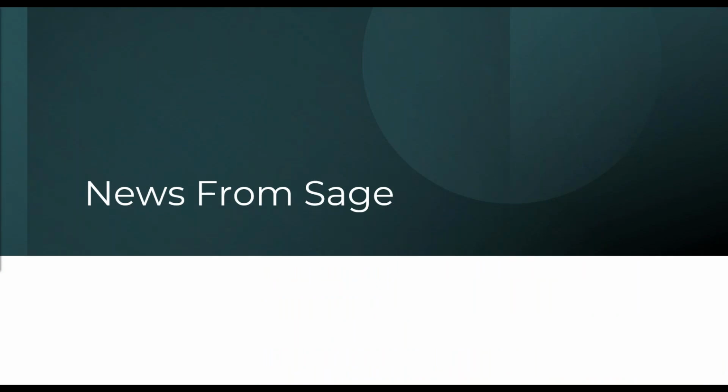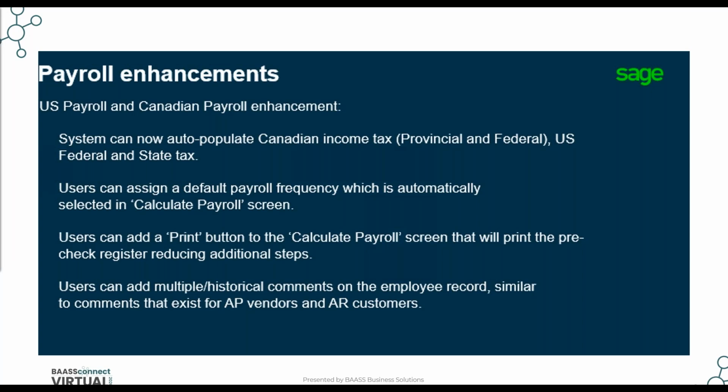Here's some news from Sage. Sage plans to release some payroll enhancements in 2022. Payroll enhancements will cover US and Canadian payroll. One of the new enhancements would be to auto-populate Canadian income taxes, such as provincial and federal tax, and for the US, federal and state taxes. Right now, a user has to manually insert provincial and federal taxes into the employee profile.